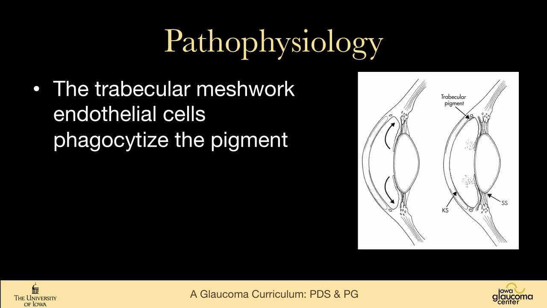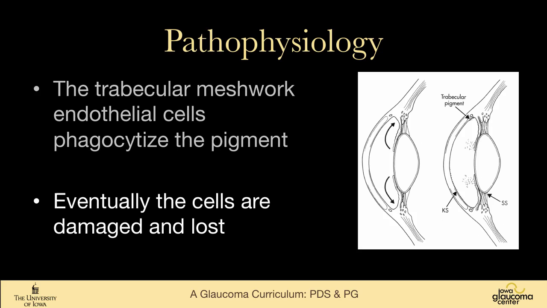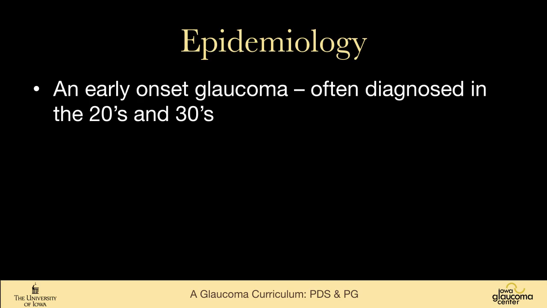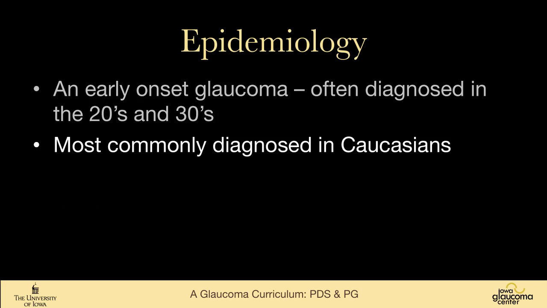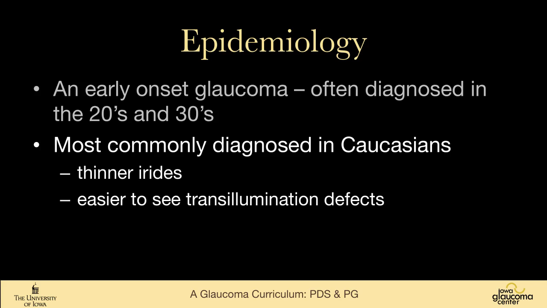So in the angle, the trabecular meshwork endothelial cells phagocytize this pigment, and eventually the cells can be damaged and lost, causing trabecular dysfunction and elevated intraocular pressure. This is an early onset glaucoma, often diagnosed in the 20s and 30s, most commonly diagnosed in Caucasians.